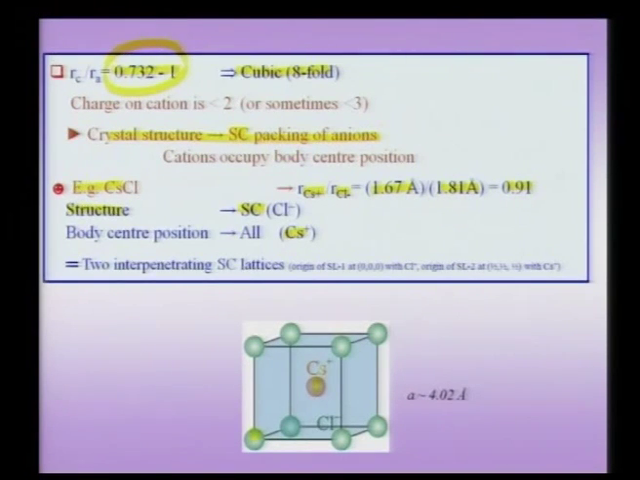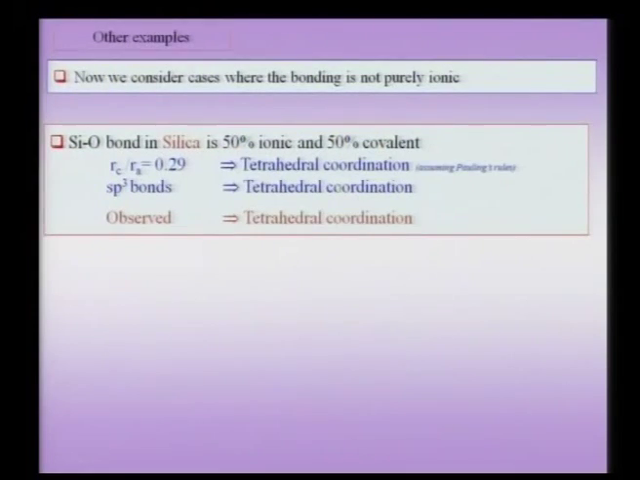So, to revise this slide, I have my radius ratio of cesium cation to chlorine anion as 0.91, which means that I have the correct radius ratio for an 8-fold coordination, and 8-fold coordination would imply that in the long range I am going to get a cubic arrangement, which happens to be a simple cubic crystal.